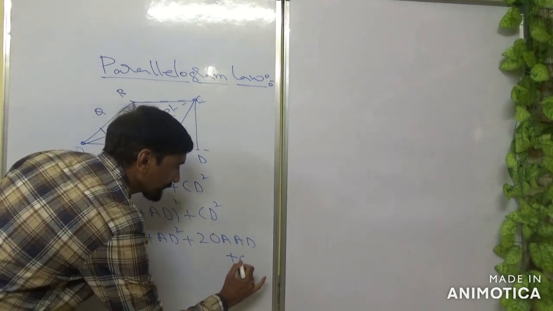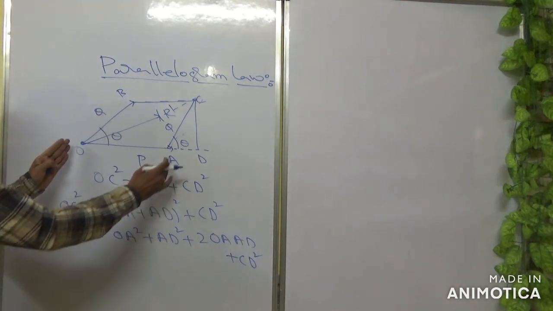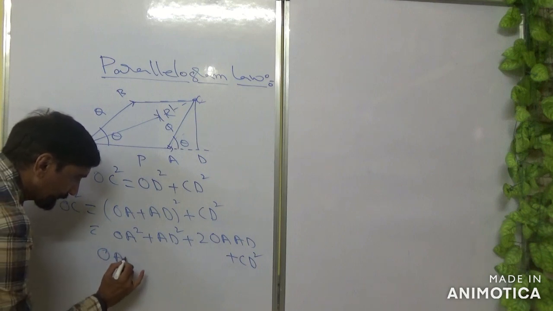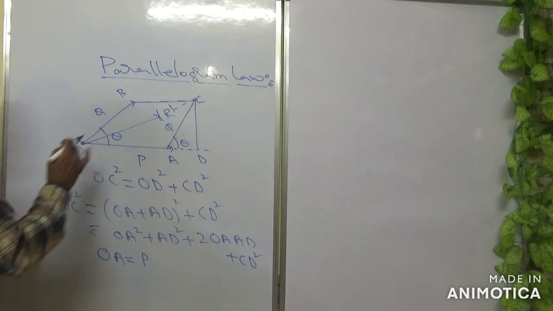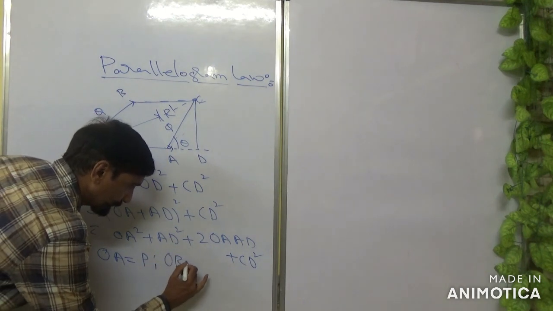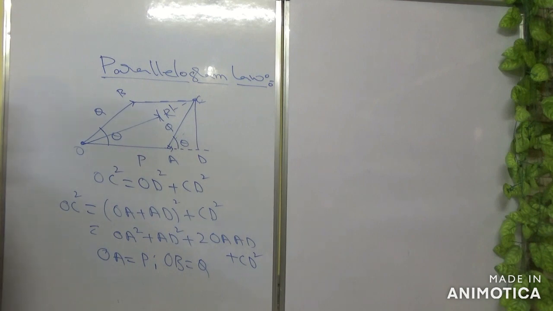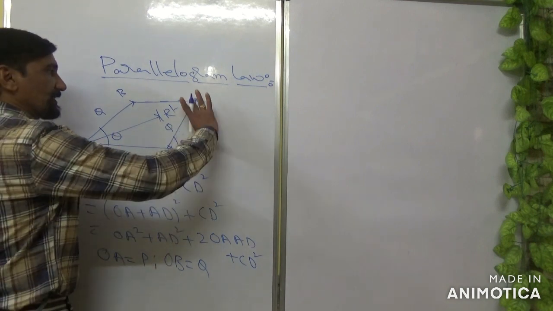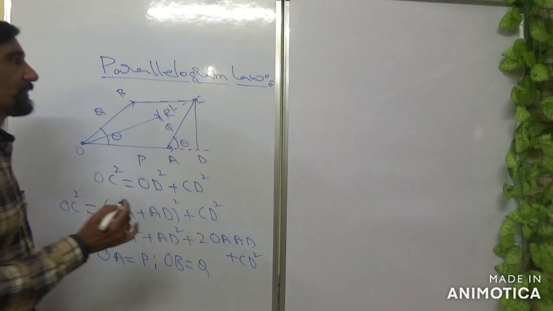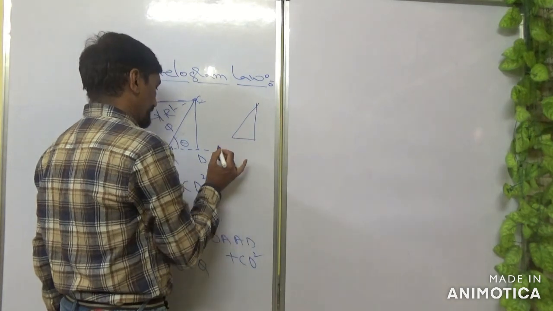Plus CD square. Here OA length is P now, and OB is Q. These are known to us. Now you want to know this AD and CD. So you have to consider this triangle CAD.